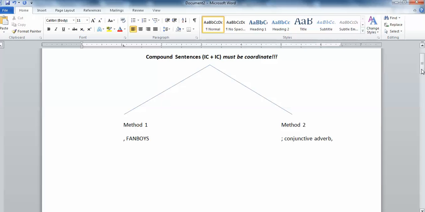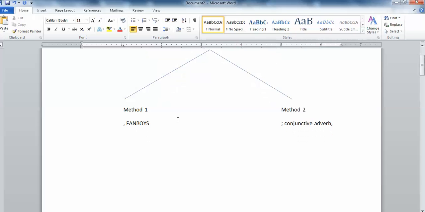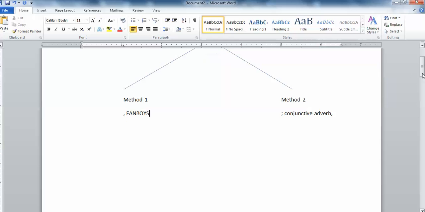That's my terminology. Method one is comma fanboys. Remember the mnemonic FANBOYS? The memory aid FANBOYS: for, and, nor, but, or, yet, so. If you don't know that one, go back and look at the parts of speech webinar on conjunctions. And then there's method two, semicolon.